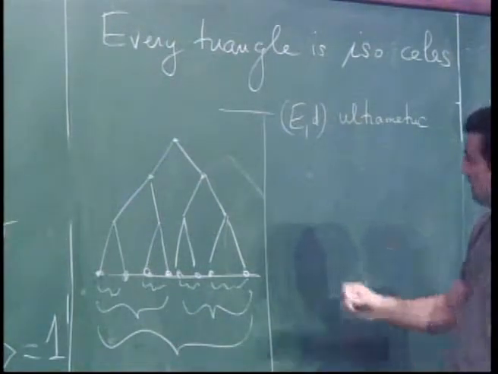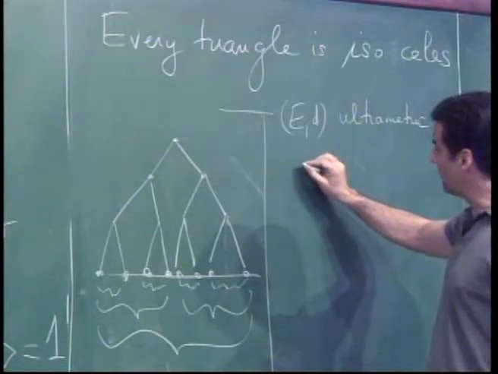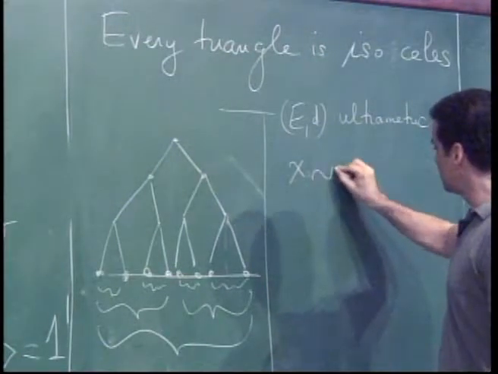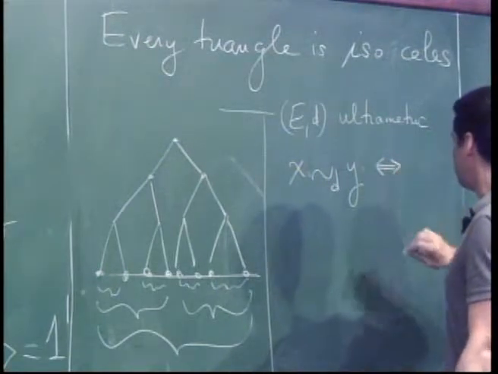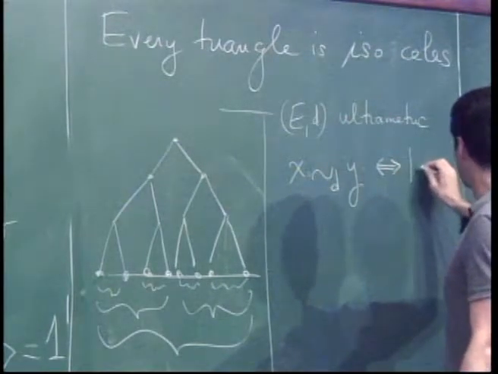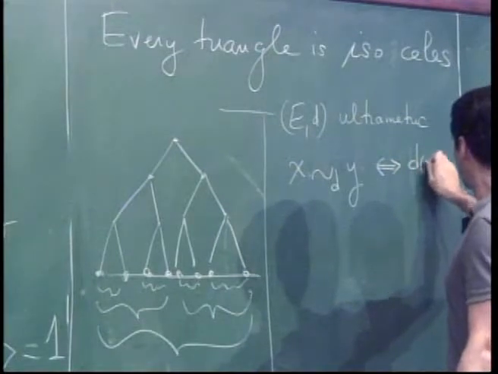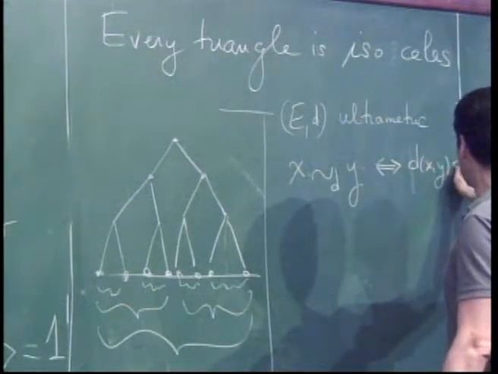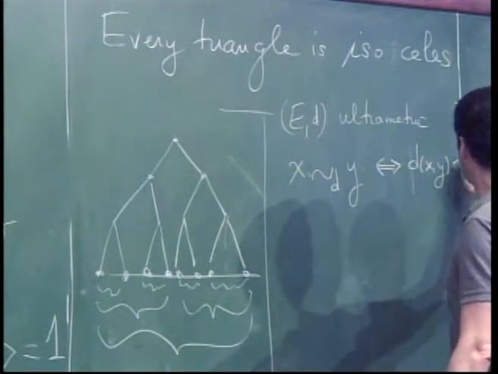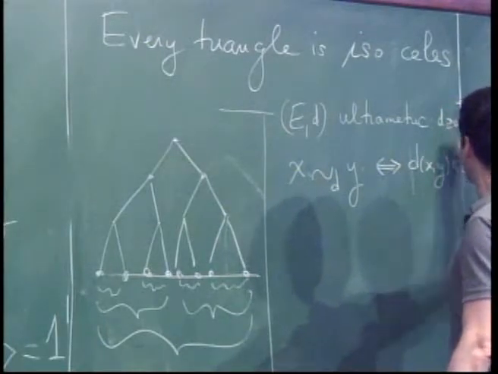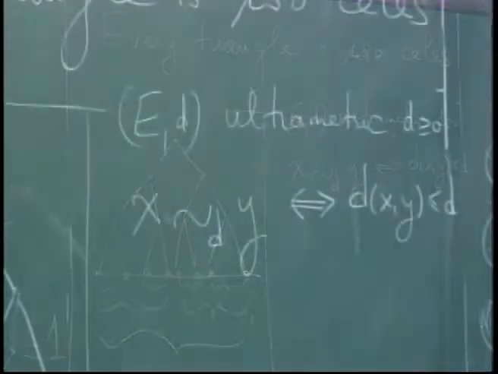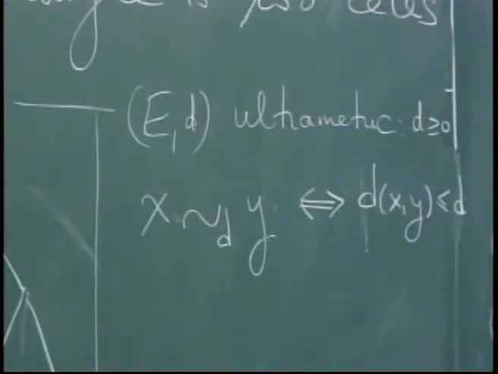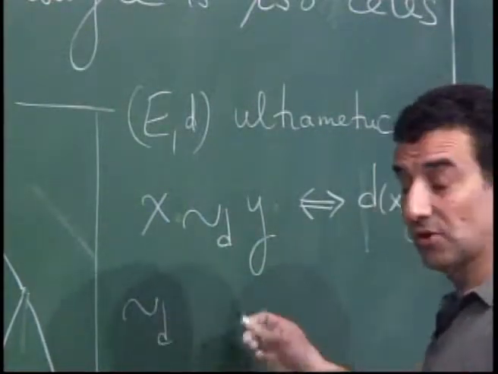How do I do that? I define an equivalence relation, x equivalent sub d to y, if and only if their distance is less than d. d is a non-negative number here. Okay? And I'm saying this because it's ultrametric, this is an equivalence relation. With a general metric, it's not true.